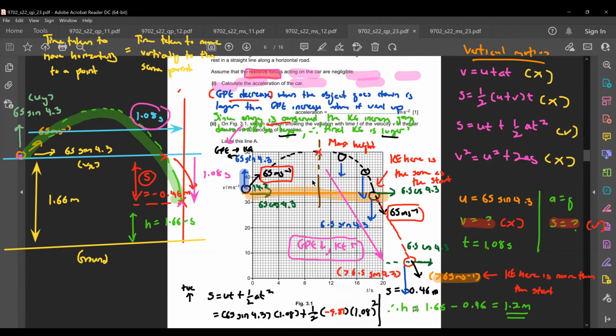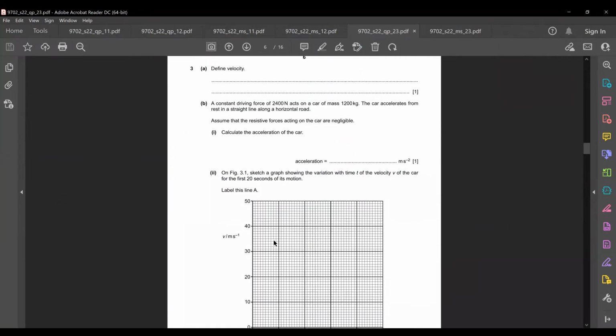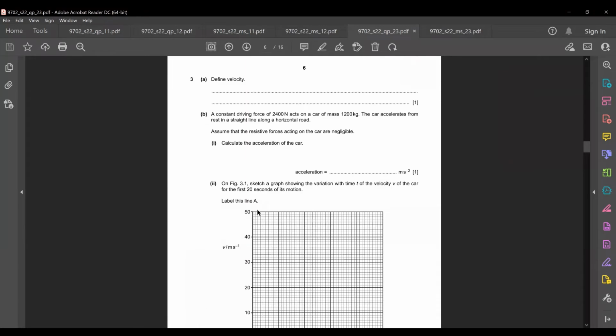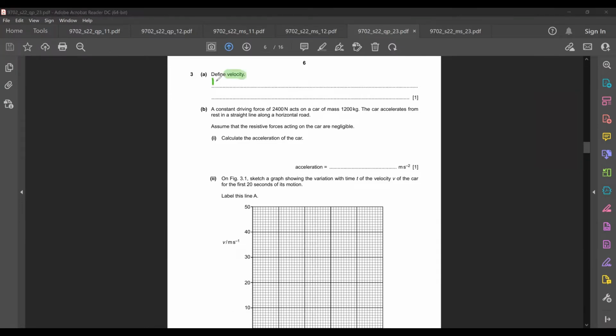Okay, now this one is another one. Let me just clear off everything here. We move on to part 3. Question 3. Define velocity. Velocity is simply the rate of change of displacement. This one is an easy one, no issue here.